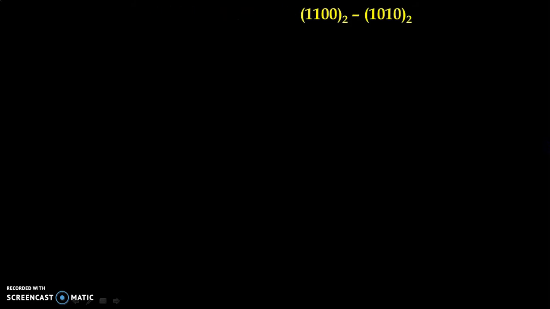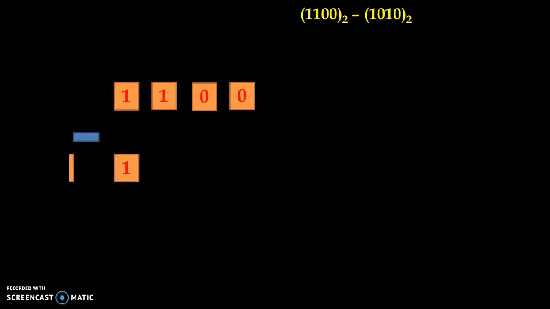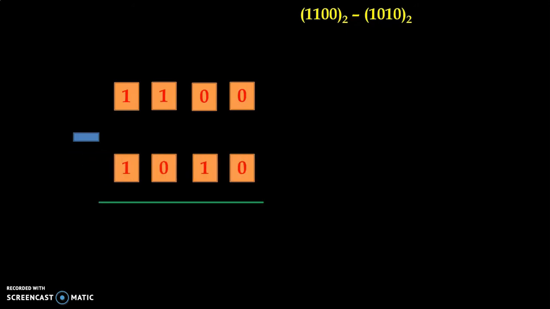Now let us take one more example. We have taken 2 binary values with 4 bits in each value. So we are subtracting 1010 from 1100. So 1100 is the greater value, minus 1010. Now again we have to apply the same rules. 0 minus 0, we have equal similar values, so the difference must be 0.